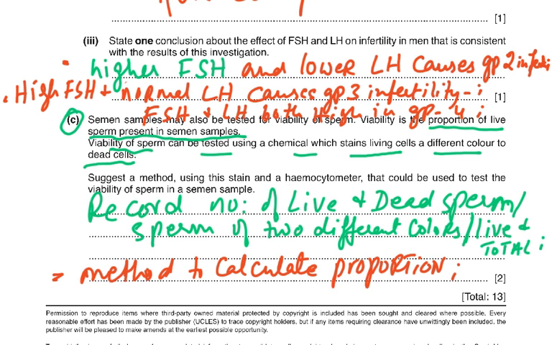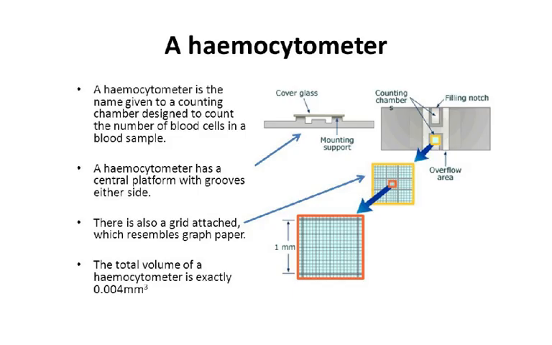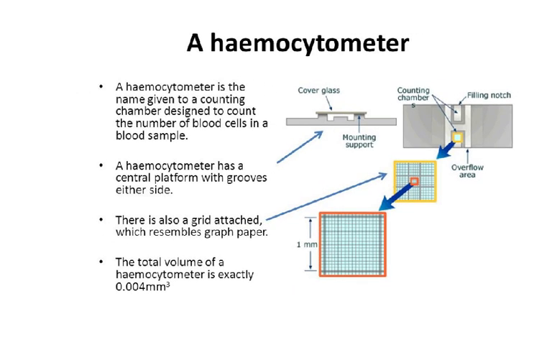Record the number of live and dead sperms, or you count the number of sperms of the two different colors, live and the total, and then you of course calculate the proportion. Now, this is what is a hemocytometer. A hemocytometer is the name given to a counting chamber designed to count the number of blood cells in a blood sample. Of course, we were using it for that purpose in this experiment.